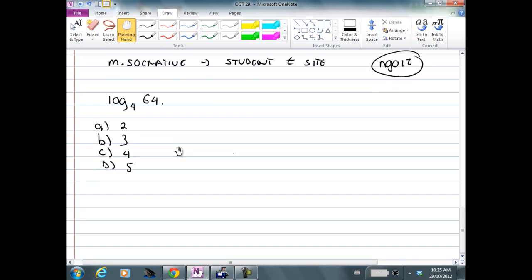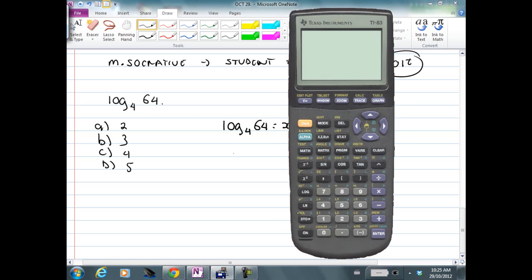So I'm going to show you how to do this, and we'll see who's right, who's wrong. Let's write down log base 4 of 64. We'll call this x. Now, if you punch this in your calculator right off the bat, let's try this in my calculator. Log of 64.